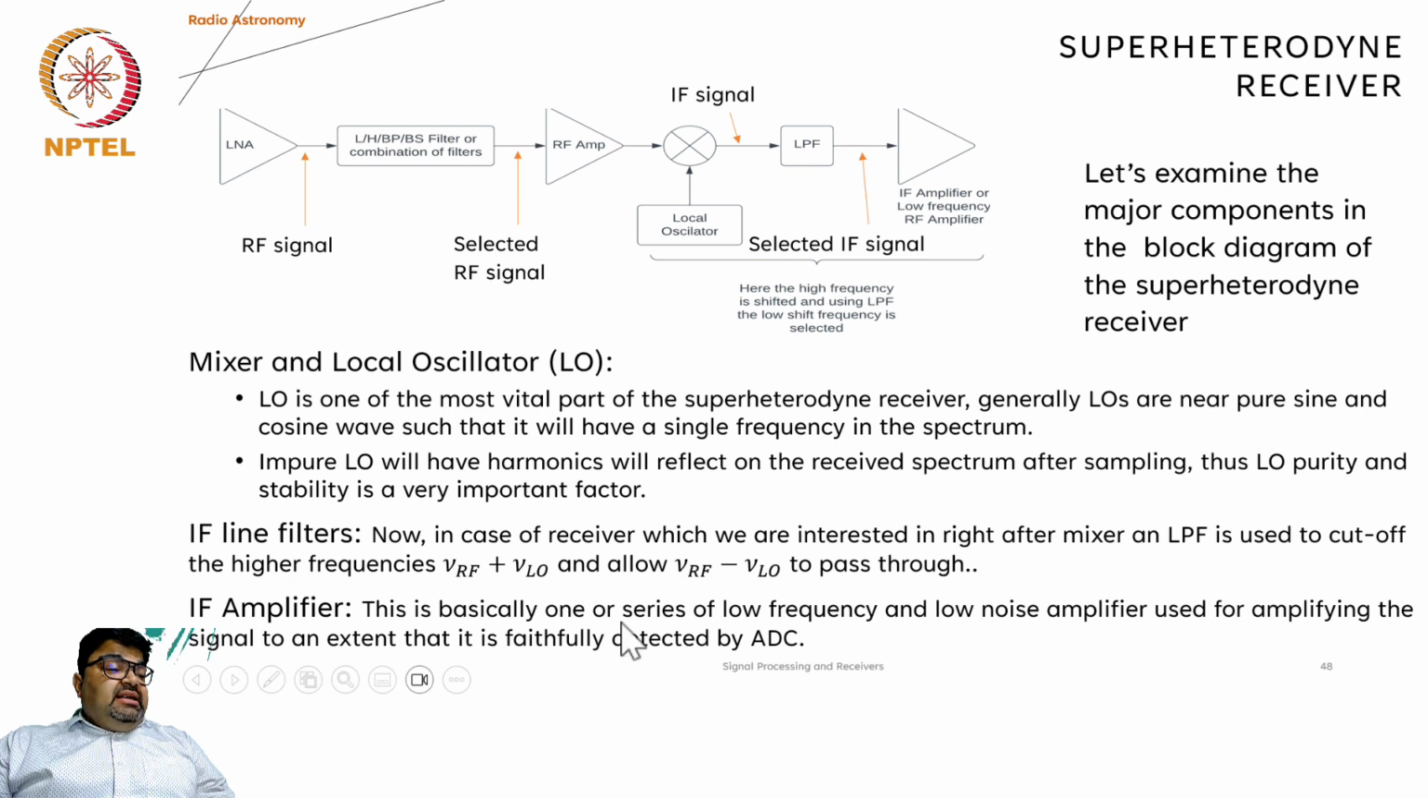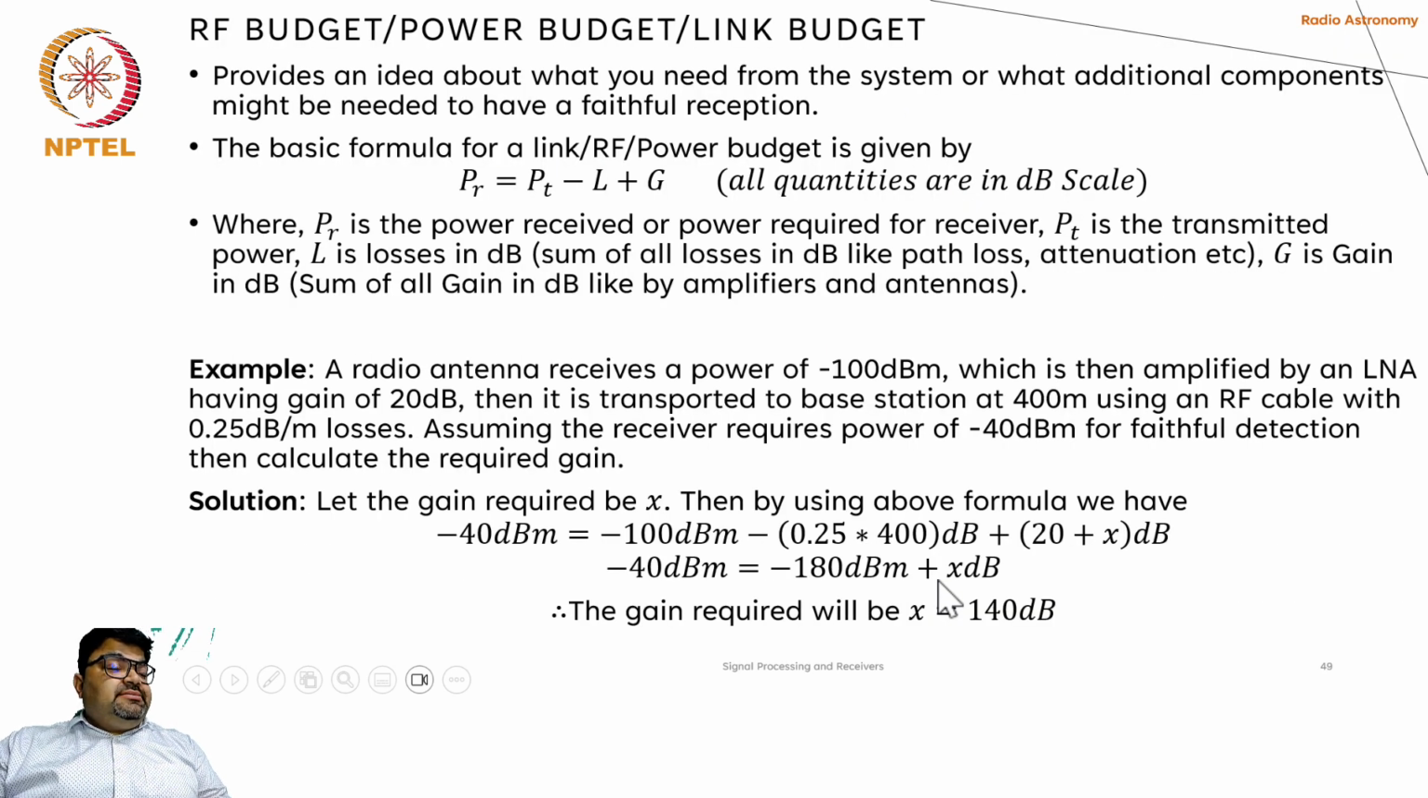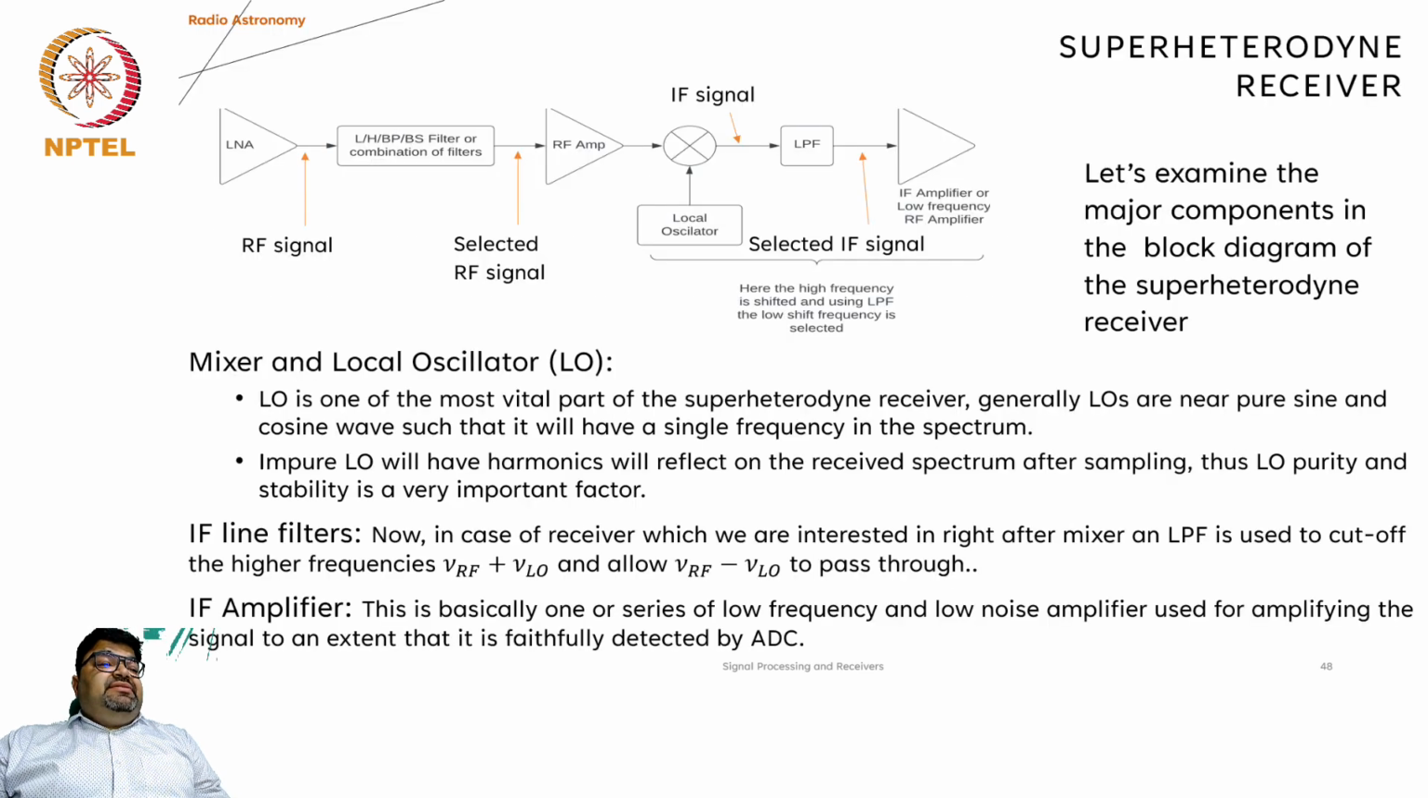IF amplifier: after the band pass, some attenuation will anyway be introduced, so you need another IF amplifier at the end to amplify the signal to retain its characteristics. So that completes the discussion of the superheterodyne receiver.